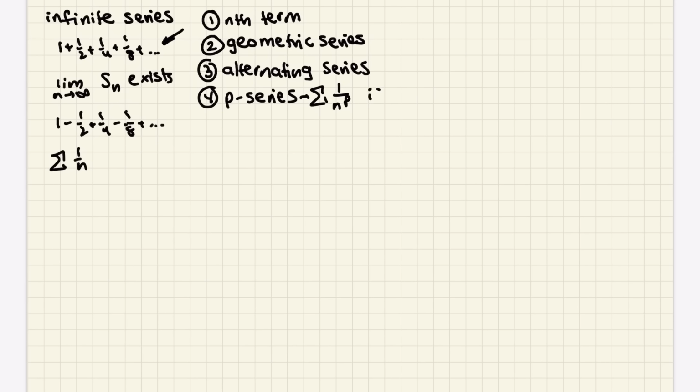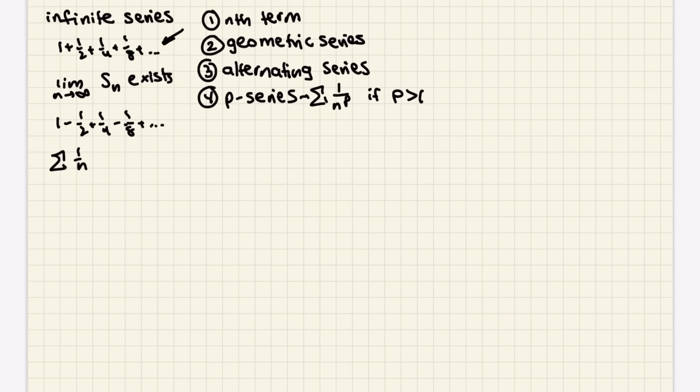This converges if p is greater than 1. If it's less than or equal to 1, it diverges. And so now we have enough information to answer this. This one has n to the power of 1, and so p is less than or equal to 1, which means it diverges. It still approaches 0.